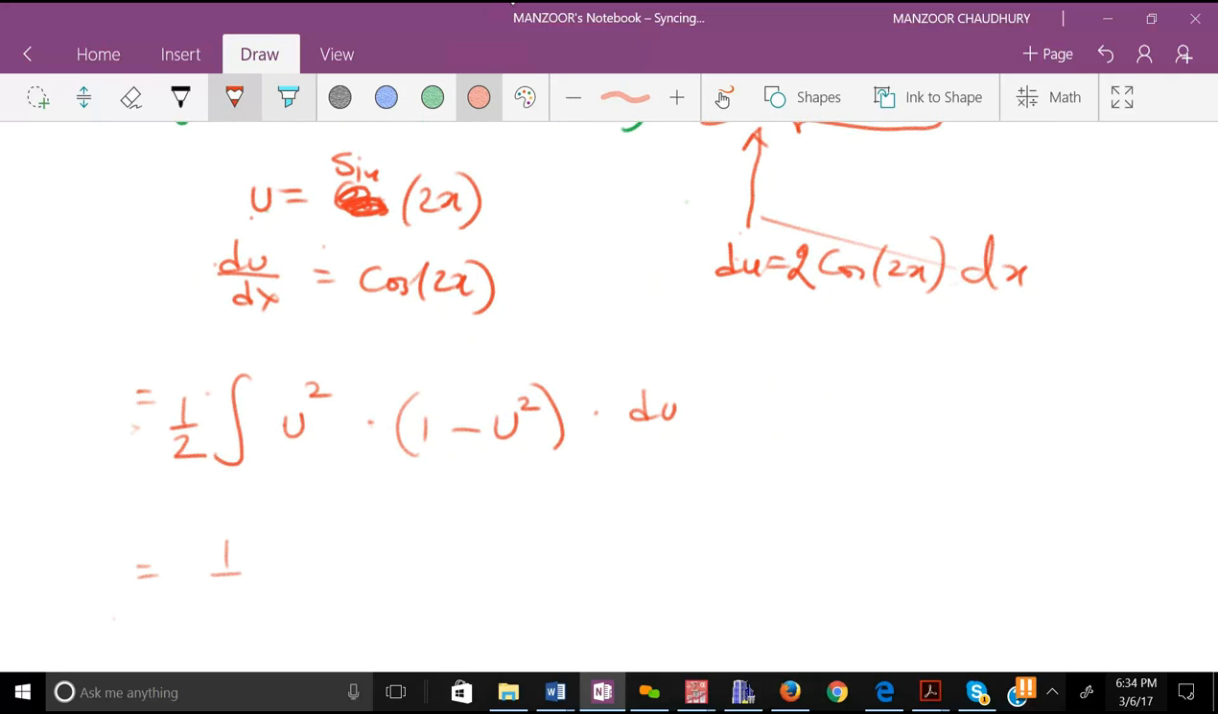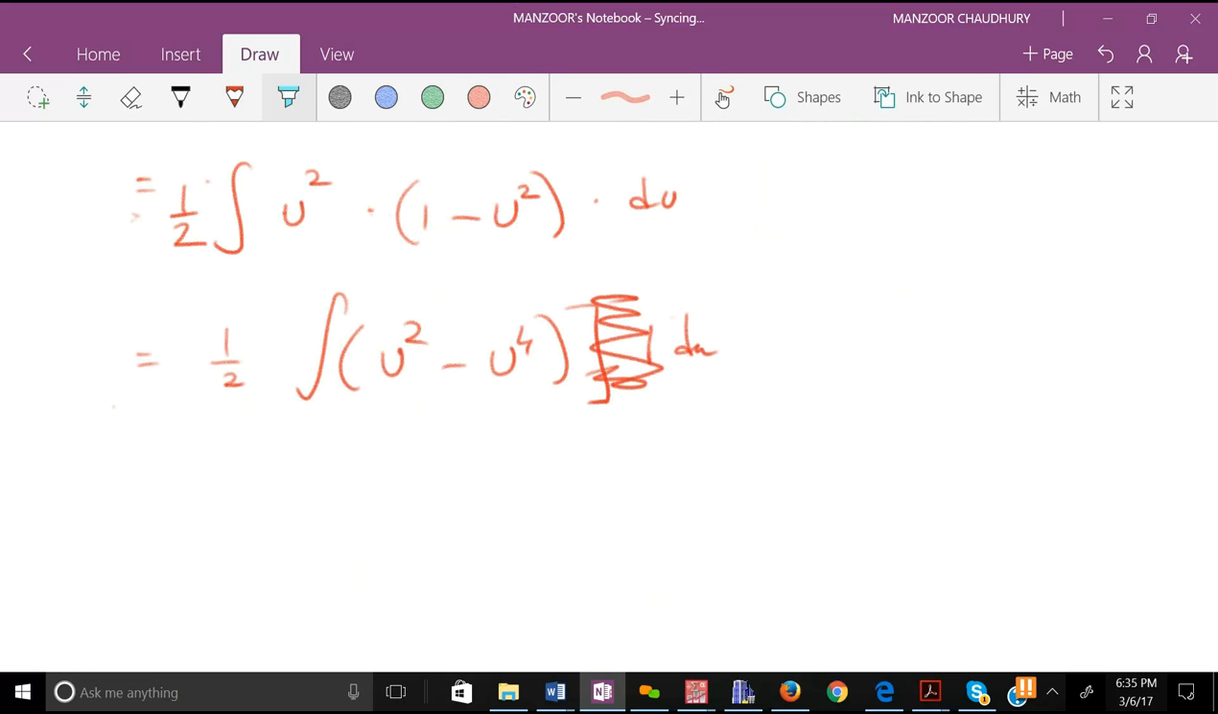Okay, wait, 1. And you have u squared minus u to the 4, okay? Yeah, du, actually, so I don't need that. Yeah, that's cool. Right? So when you integrate it, oh yeah, I need the du. When you integrate it, it becomes 1/2 u cubed over 3 minus u to the 5 over 5.